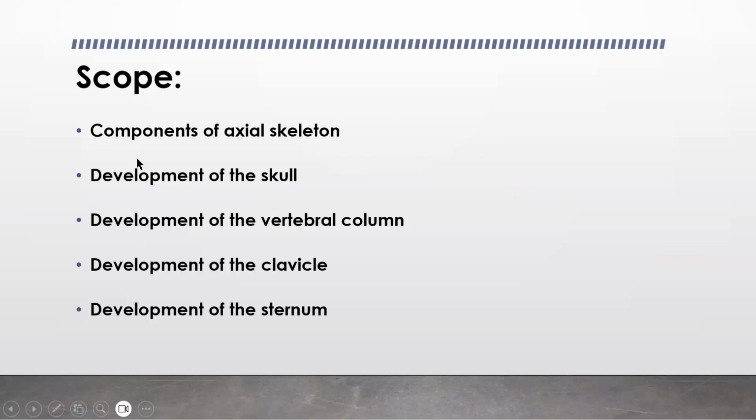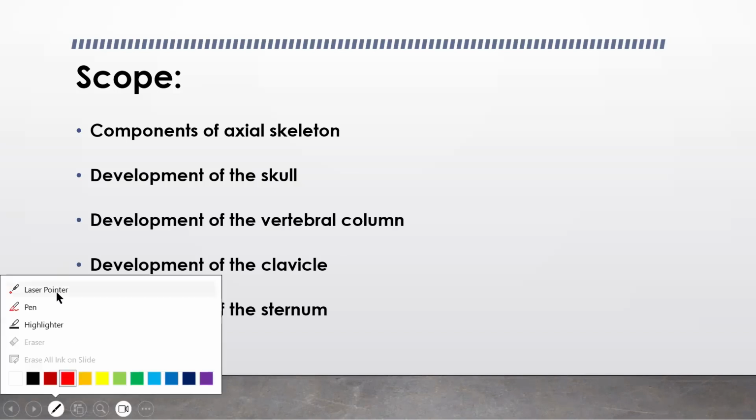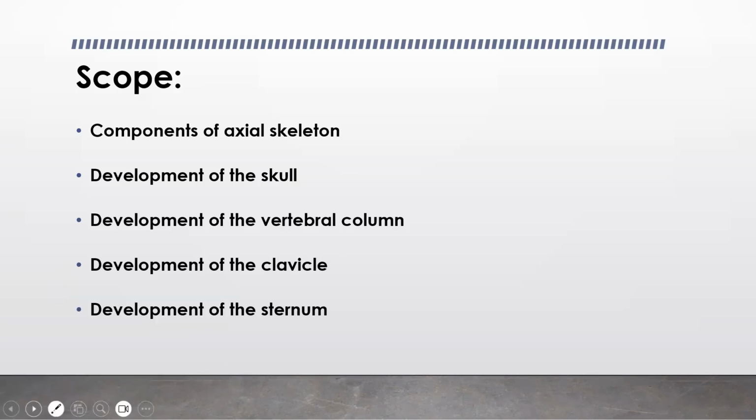And today, what is the scope of today's discussion or the objectives of the session? We are going to, first of all, look at the components of the exoskeleton. We're also going to touch a bit on some of the components of the appendicular skeleton. Then we check on the development of the skull, the development of the vertebral column. Then also we are going to check on the development of the clavicle and the development of the sternum. So those will be the objectives for the session. And we hope by the end of the 40 minutes that we have, we'll be able to have accomplished that.